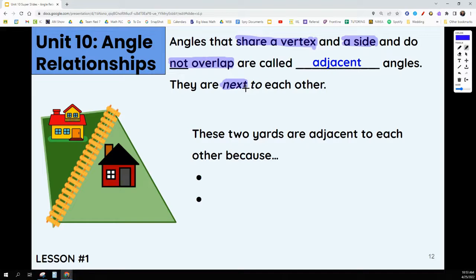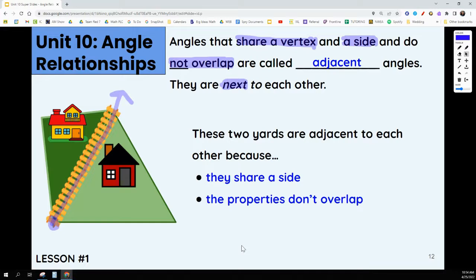Here we have a diagram of 2 adjacent yards. Your next door neighbor, if you live in a neighborhood, is adjacent to you. If you live in an apartment, the people that are next to you that share a wall are adjacent to you. Now these 2 yards are adjacent to each other. If I looked at these like angles, they share a vertex, they share a side, but they do not overlap because yards don't overlap. There's property lines. So these 2 yards are adjacent because they share a side and the properties don't overlap. I'll give you a second to write that down.